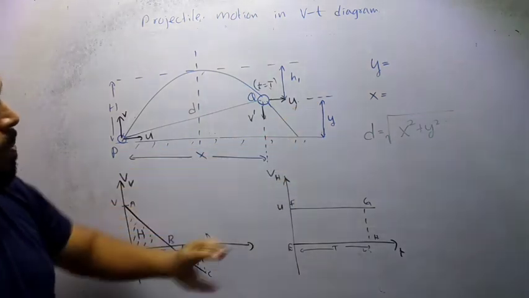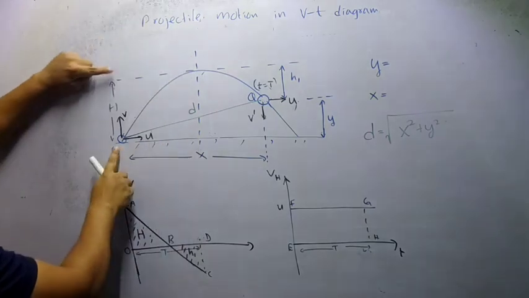How do you get the vertical displacement? Vertical displacement is, this is the greatest height, capital H.